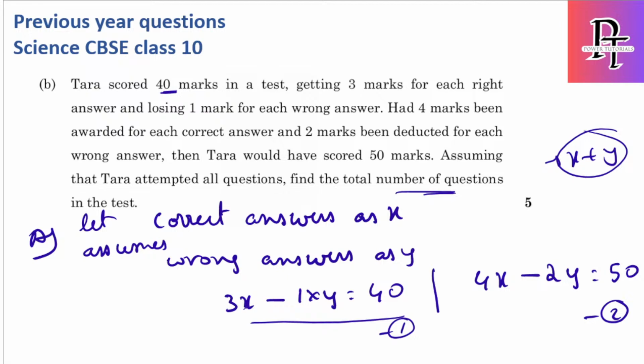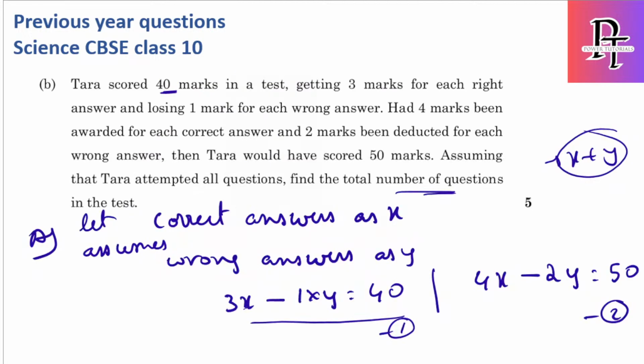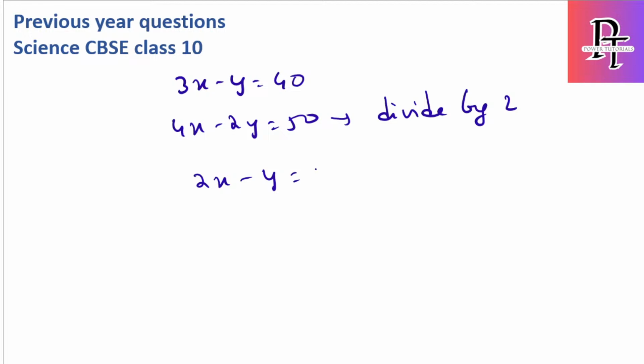So now let's solve this using elimination, because as I mentioned, I always go for elimination. The first equation is 3x minus y is equal to 40, and 4x minus 2y is equal to 50. For the second equation, I'll just divide it by 2. If I divide by 2, what will happen? 4 by 2 is 2, 2 by 2 is 1, 50 by 2 is 25.